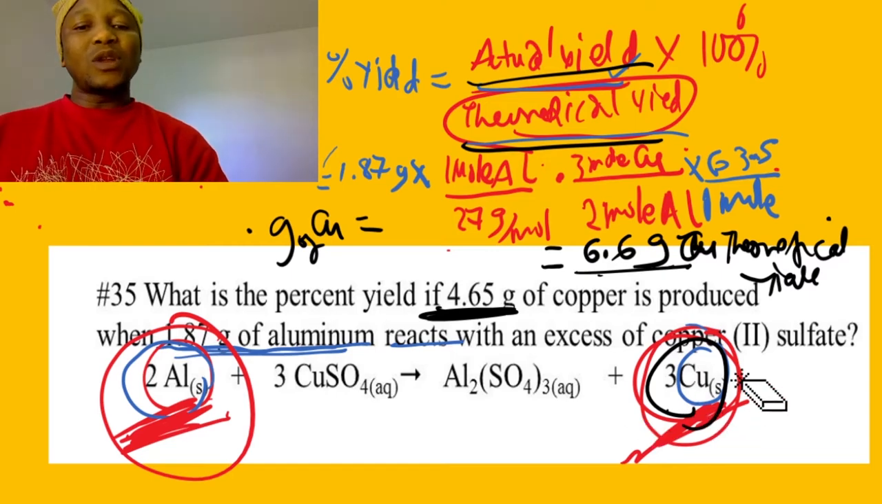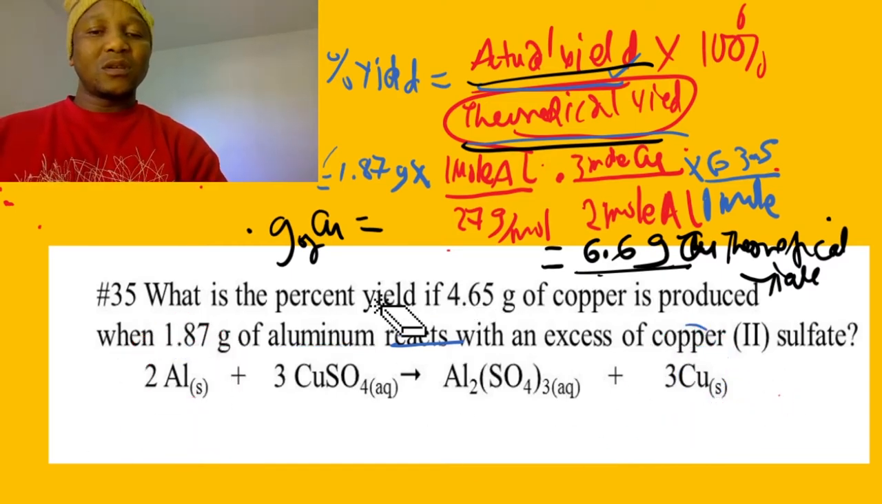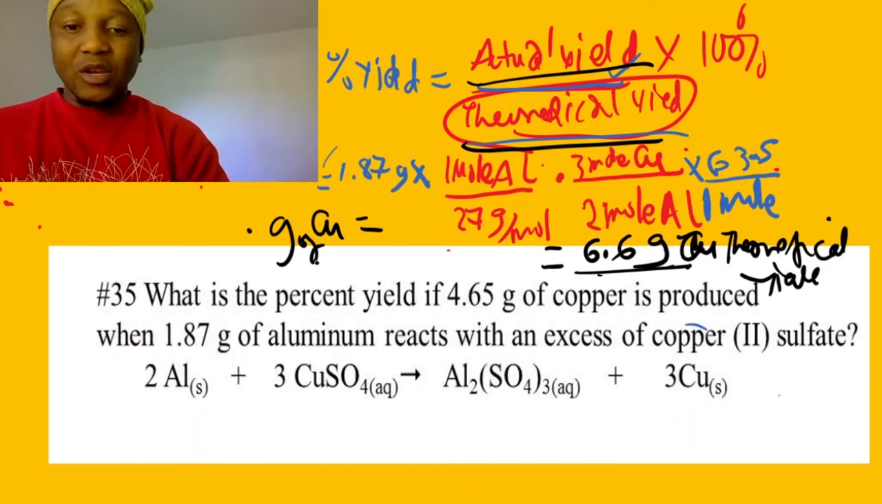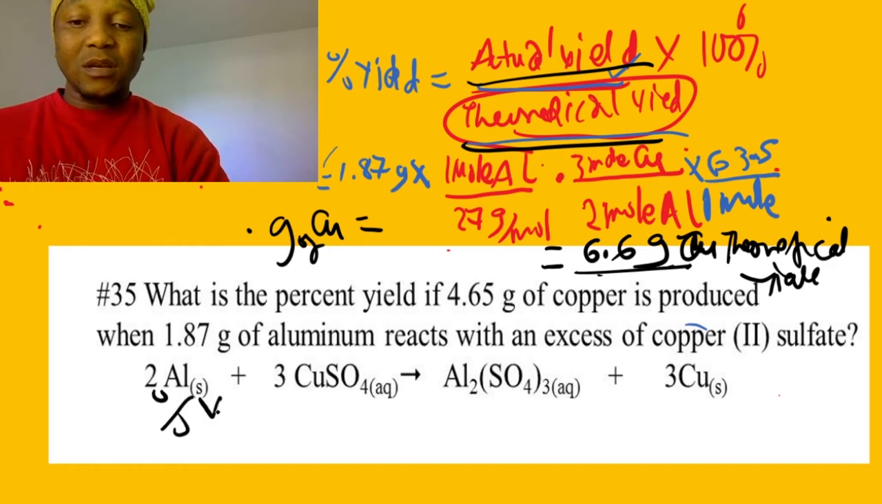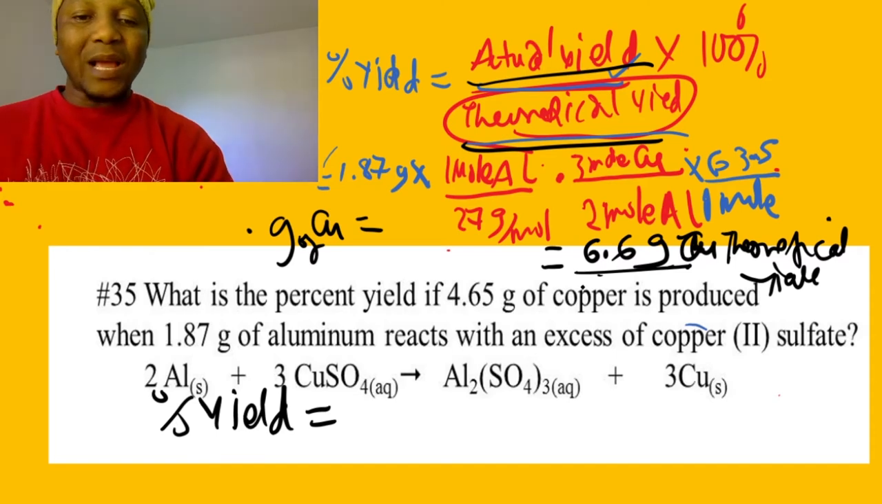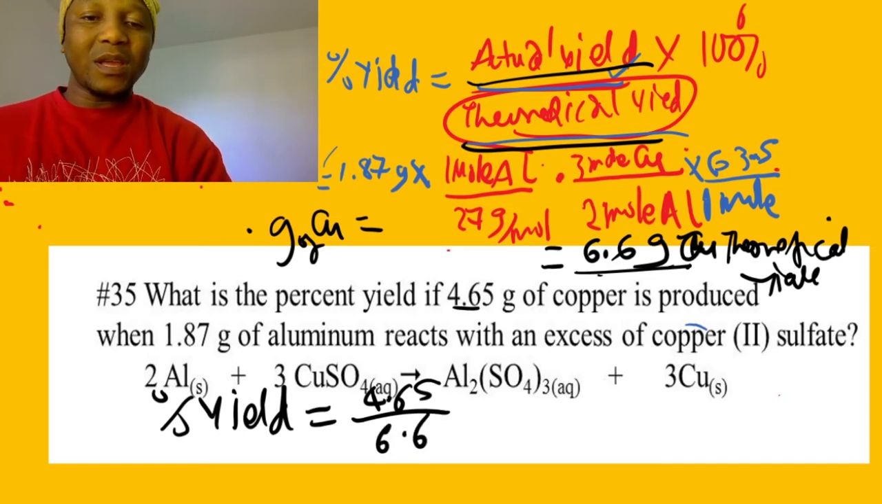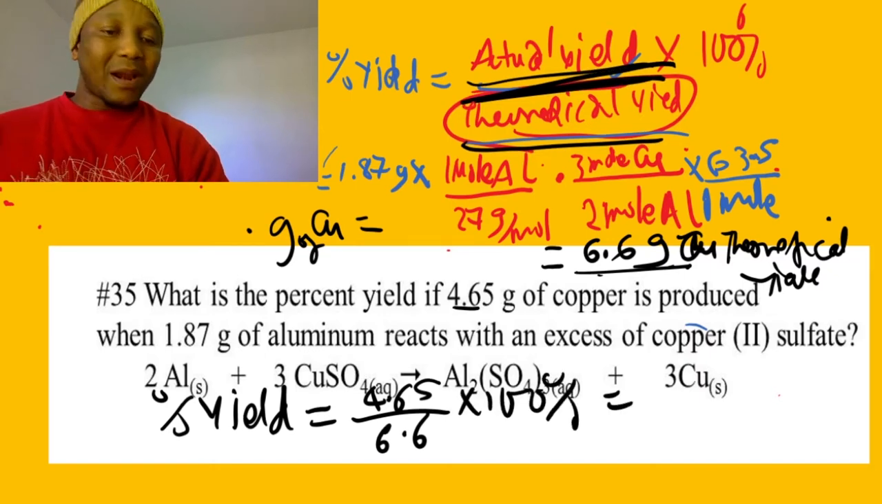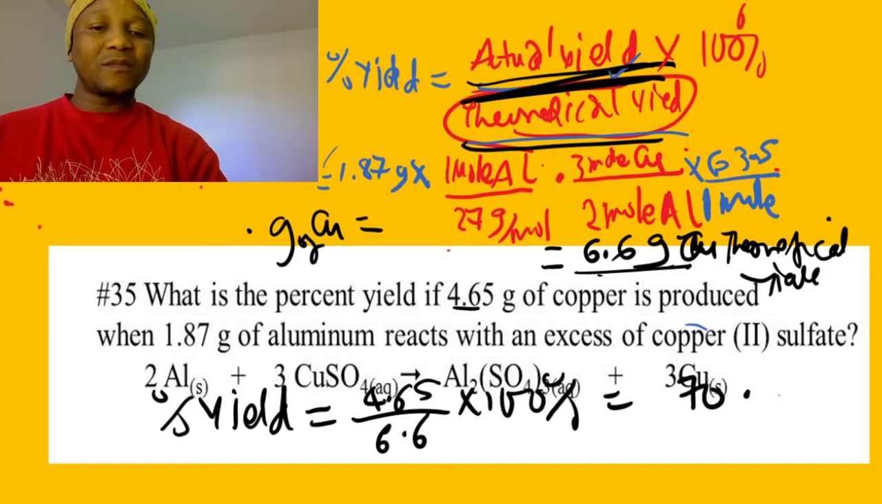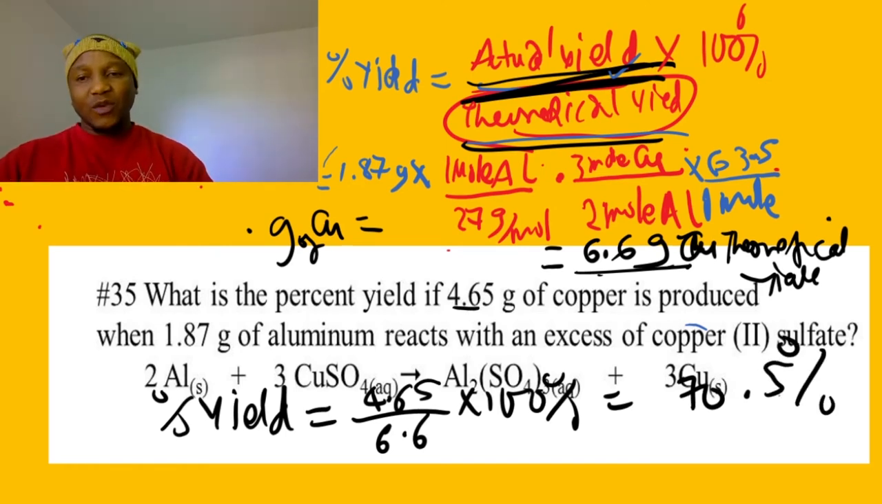Yeah. So what are we going to do now? Simply substitute, and then get it done. So we're going to say the percentage yield is equal to the actual yield. We got it, it was given to us, 4.65 over what we got now, which is the theoretical yield from the formula here. And we multiply by 100%. Using the calculator, this is going to give 70.5%. We're done. Now let's go to the next question.